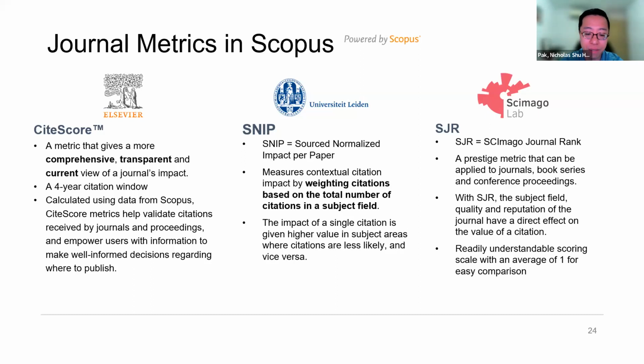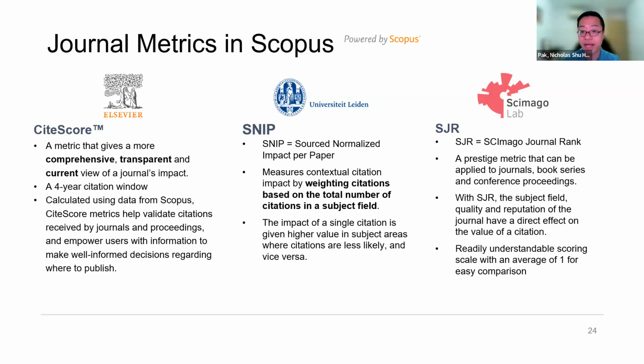SNIP is also a metric that people look at, and sometimes they wonder what exactly it is about. What it does is normalize the impact per paper. And we talk a lot about how Elsevier places a strong priority on contextual metrics. So the University of Leiden developed this metric, which measures contextual citations by weighting the citations based on the total number of citations within the subject field itself. So now the impact of a single citation is given higher value in subject areas where citations are less likely, and the impact of a single citation is less value in subject areas where citations are more likely.